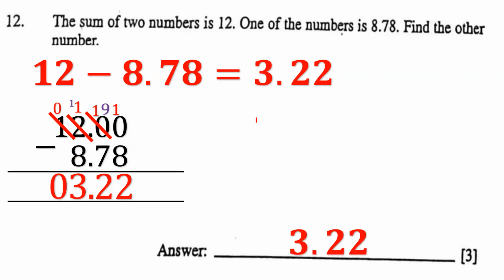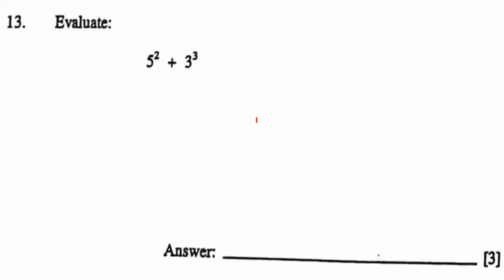So the other number is 3.22 because if you add 8.78 and 3.22, your answer is going to be 12. So that's the other number. Let's move on to this mathematical expression. We have 5 squared plus 3 cubed, or 5 to the second power plus 3 to the third power.